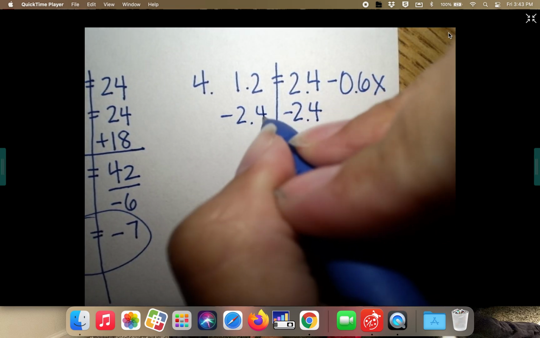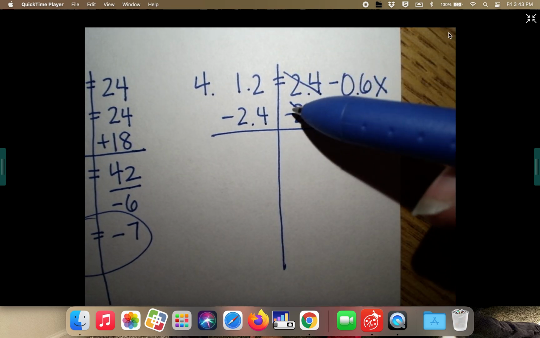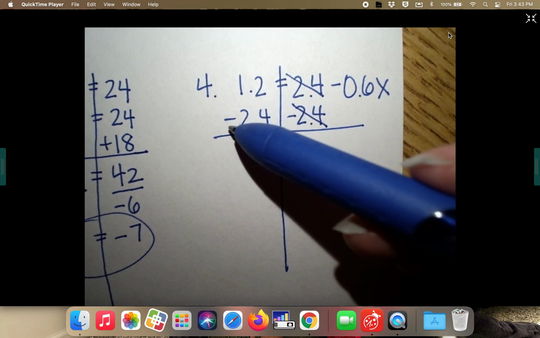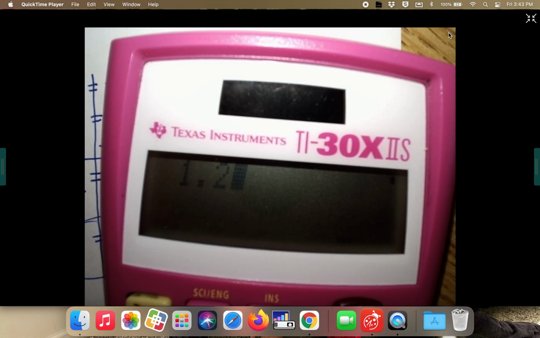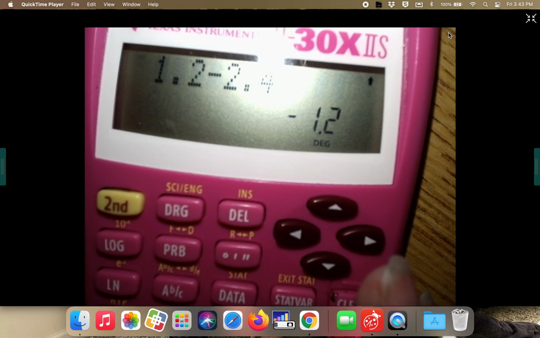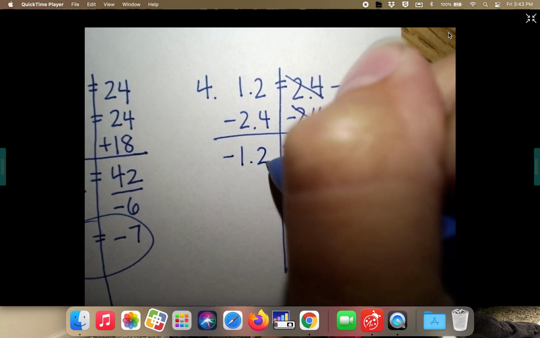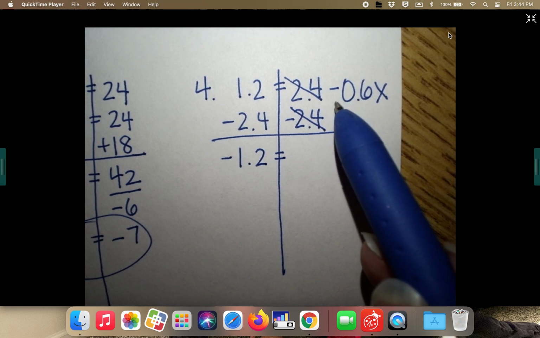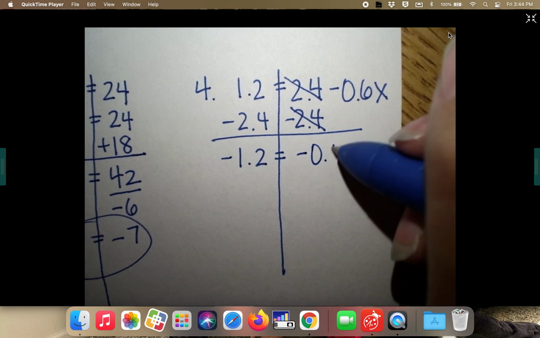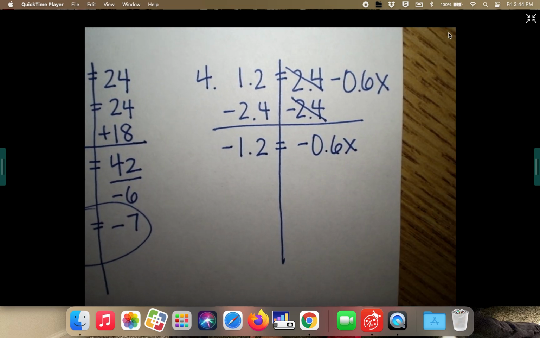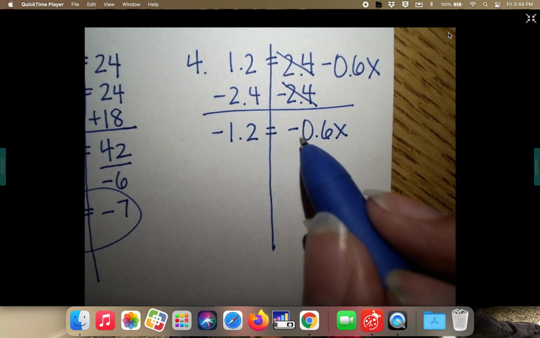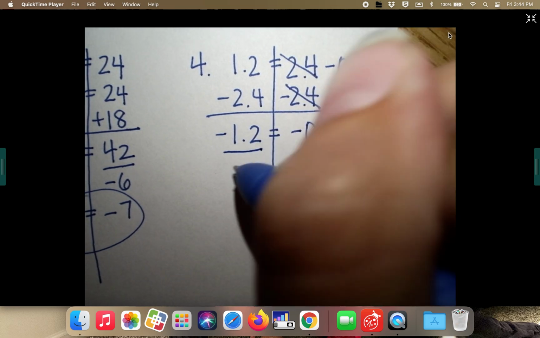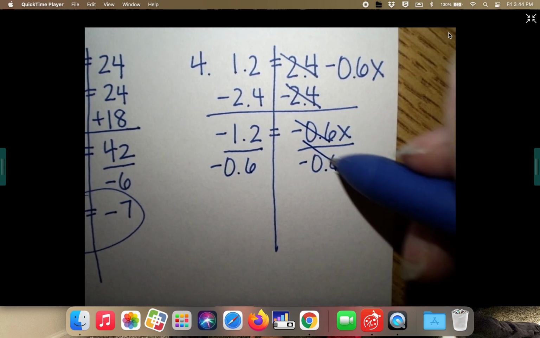If you subtract it, it does go to 0. 2.4 minus 2.4 is 0. It does cancel out. So we want to do 1.2 minus 2.4, and that is negative 1.2. On the right, you need to bring down the entire term and its symbol in front, so negative 0.6x. All right, and then the last step, x is being multiplied by negative 0.6, so I want to divide by negative 0.6 on both sides. Cancel, cancel.